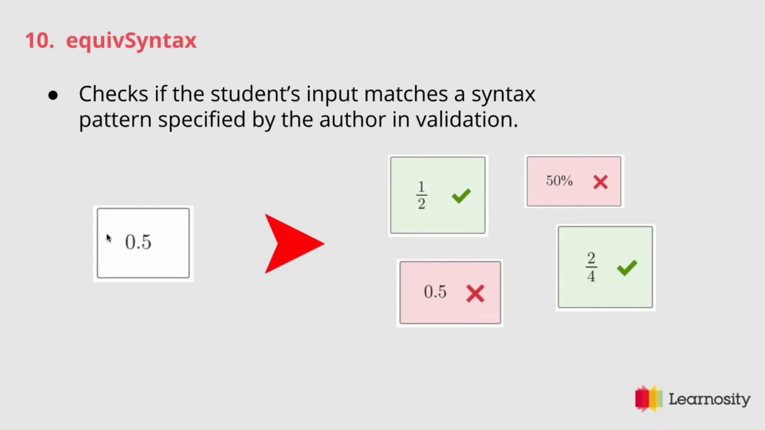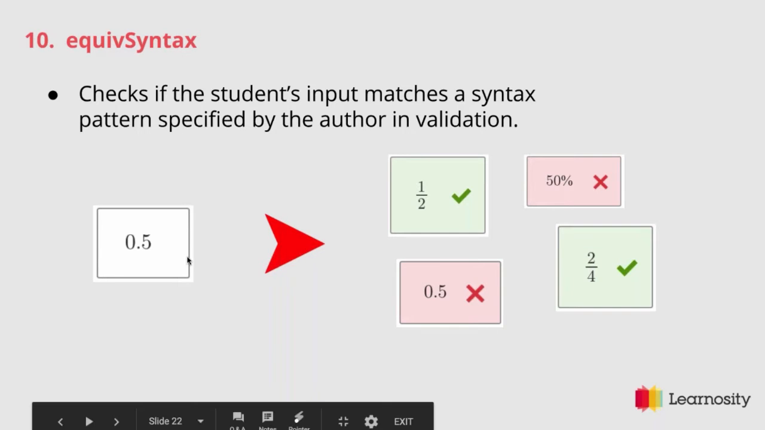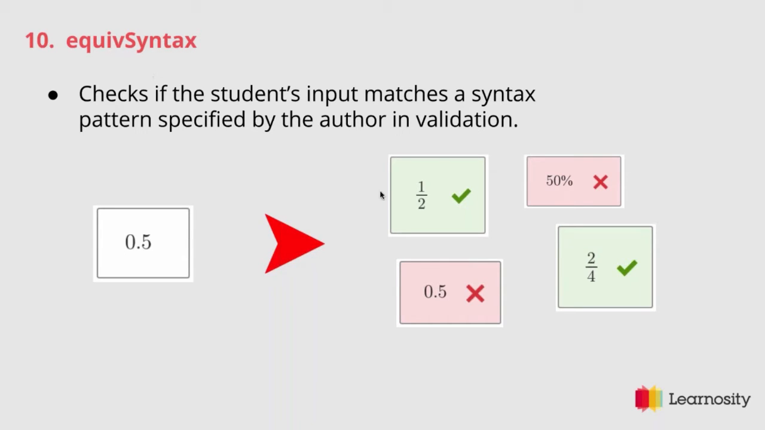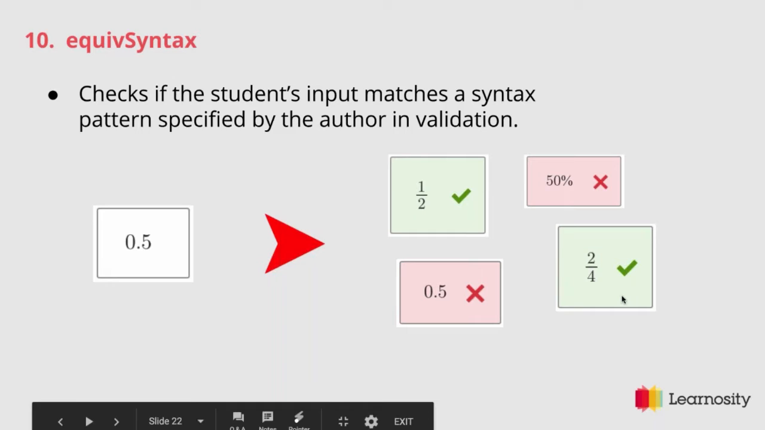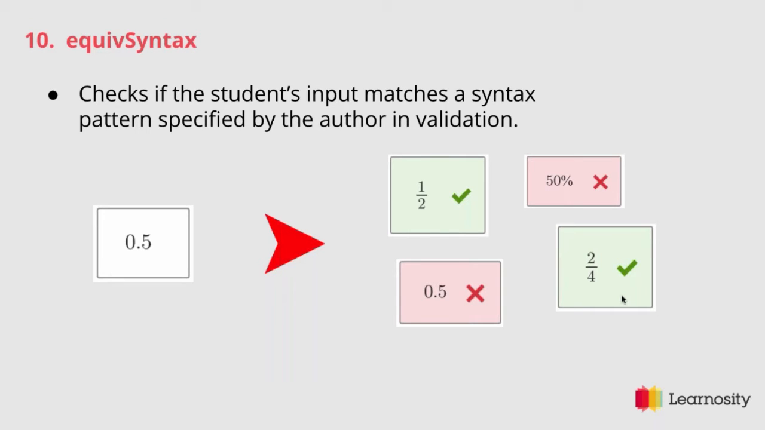And then lastly, we have equivSyntax. So this checks if what the student enters as their response is in a specific syntax pattern that the author specifies in validation. So for example, the correct answer here is 0.5, or well, a half, but I've specified using my equivSyntax that I only want to accept fractions here. So I'll accept a half, I'll also accept 2 over 4, 4 over 8, and so on. I won't accept 50% or 0.5.